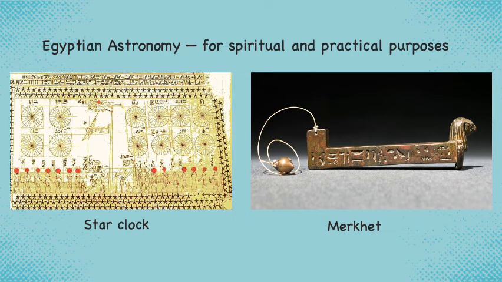Shown here is a star clock, as depicted in the ceiling of an ancient Egyptian temple, and a merkhet that was used for gauging astronomical alignments. Through their astronomical examination of the night skies, they were also able to improve the calendar.